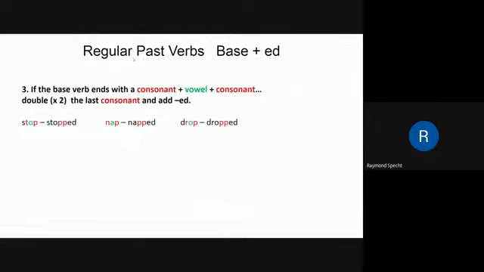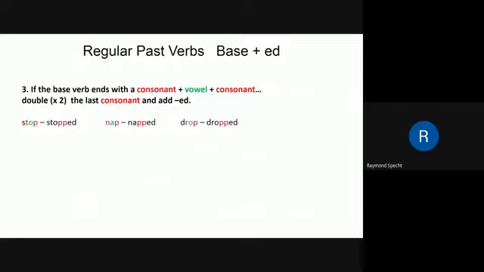All right. Regular past verbs, base plus ed, continue. This is our third rule. If the base verb ends with a consonant, vowel, consonant, we usually say CVC. You'll remember that part. Consonant, vowel, consonant, CVC. That's how you remember this rule. Double the last consonant and add ed. All right, so here we've got consonant, vowel, consonant. What are we doing? Doubling it, adding ed.